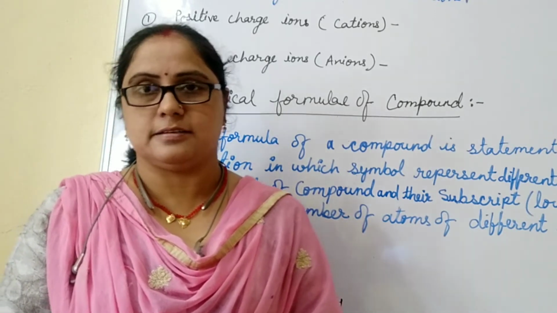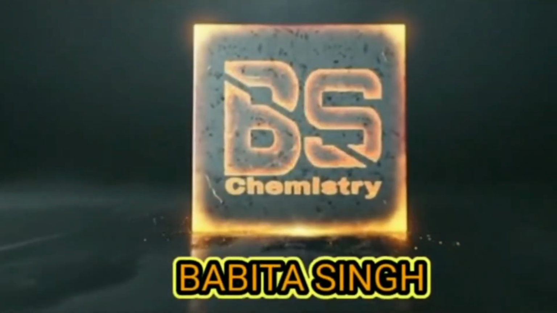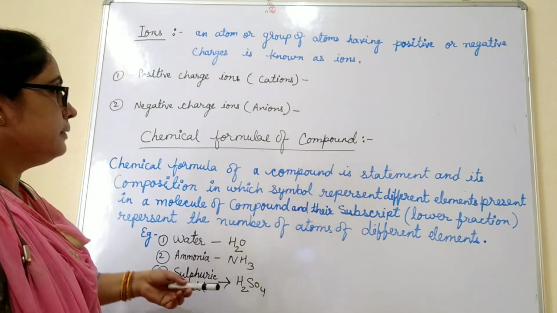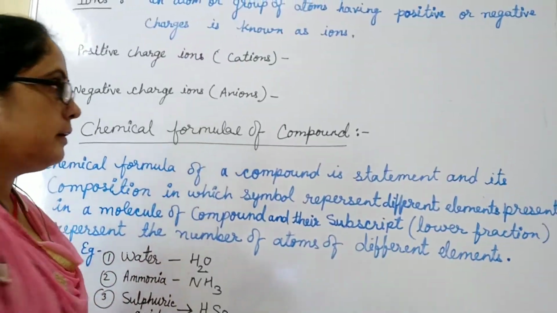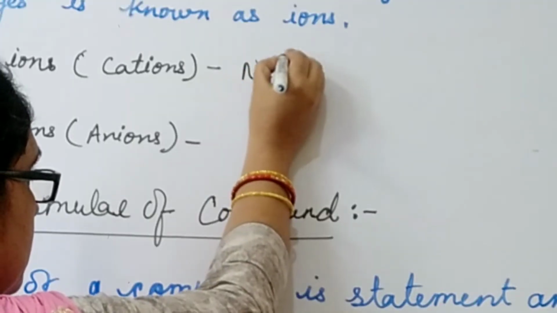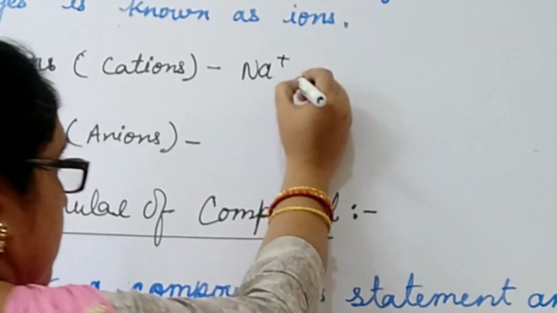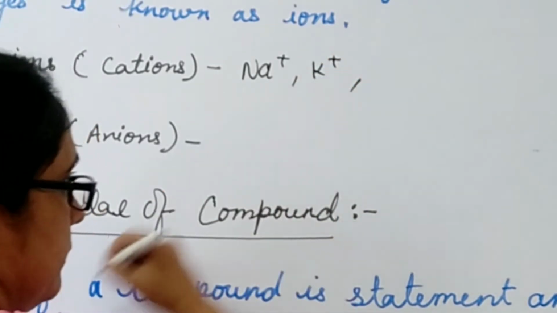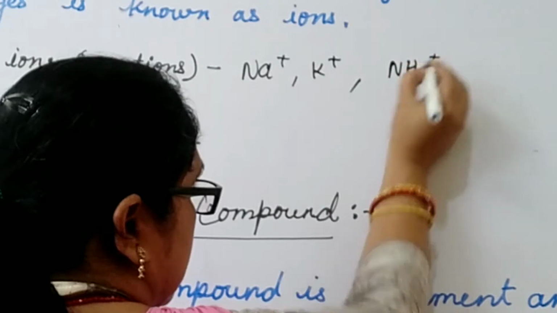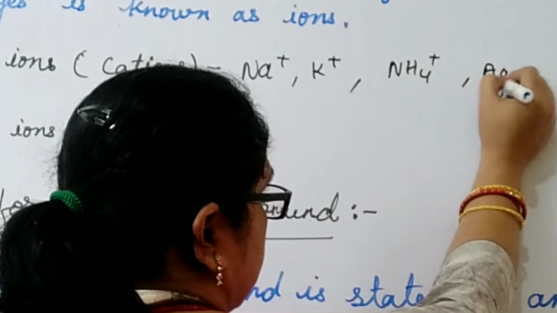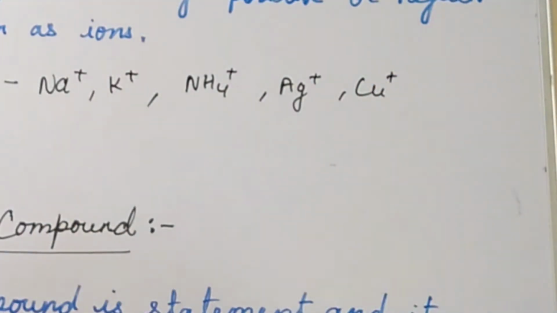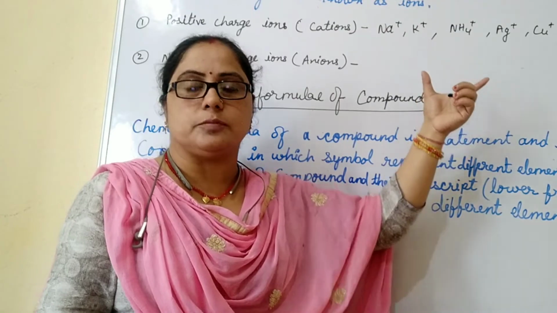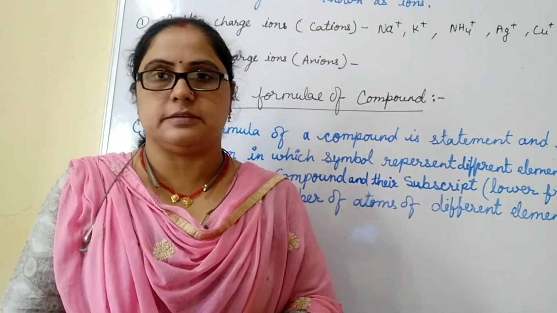So let's start. Children, positively charged ions or cations, their examples are Na+, that is called sodium ion, K+ potassium ion, NH4+ ammonium ion, Ag+ silver ion, Cu+ copper ion. They are the cations or positively charged ions which carry positive charge.